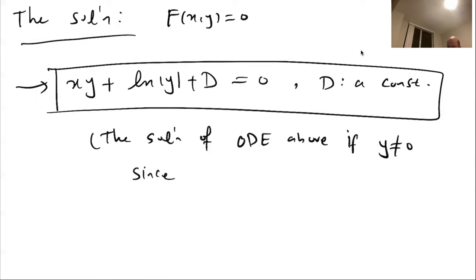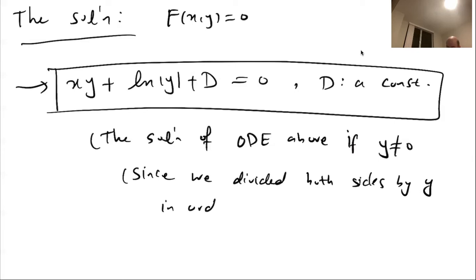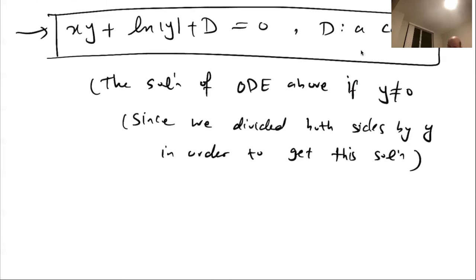Since we divided both sides by y in order to obtain this solution, if y is equal to 0, we had examples similar to this before: if an expression is non-zero, then we handle it one way. If the expression is 0, then we have to handle it separately.